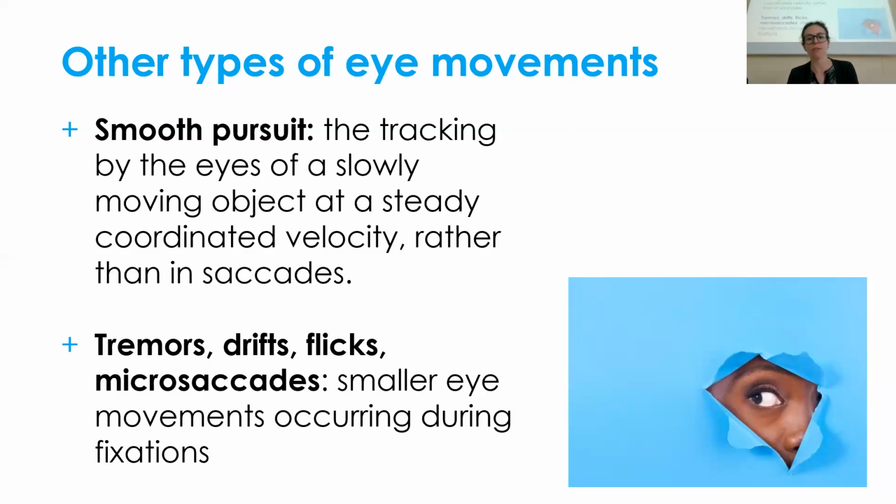And then tremors, drifts, flicks, and microsaccades. All of these movements are sometimes called fixational eye movements because they occur within the fixation, right? So it's not just as simple as fixation and saccade, but within this stillness, there is movement and there are raw data points. So I'll just pass on now to Aga.